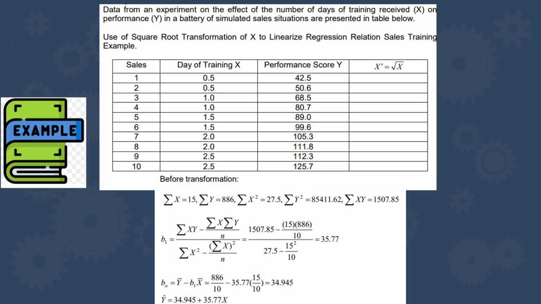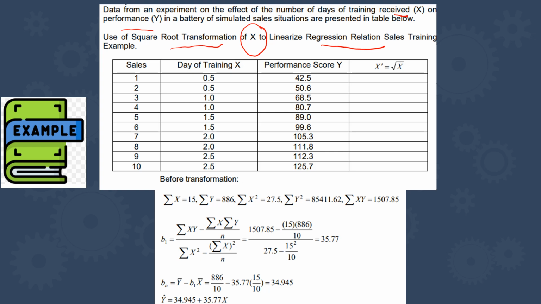All right, let's go through one example. This data comes from an experiment on the effect of the number of days of training received. This is your X. This is your Y, performance in a battery of simulated sales situations. All right, so the question is to perform a square root transformation to linearize. We have to perform it on the independent variable.